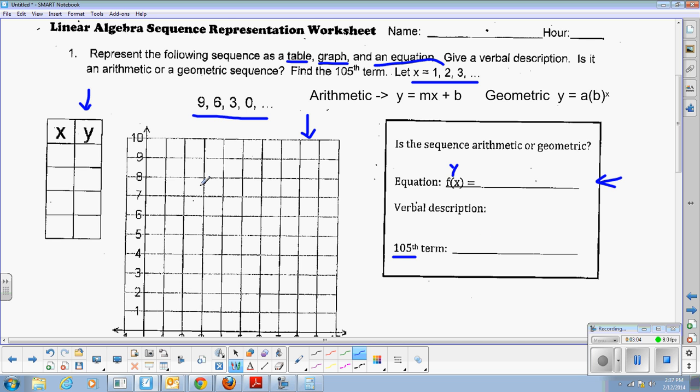So several things to do within this problem. You have a table to make, a graph to make, you have an equation to write, you have a verbal description to do, and you need to find the 105th term. It is important to always note whether we tell you that x is 1, 2, 3, because that tells you something about here and here. And when you write your equation, if you're given 1, 2, and 3, that means you have to find something first. I'm not going to tell you what it is this time, but there is a certain term you'd have to find before you write your equation.